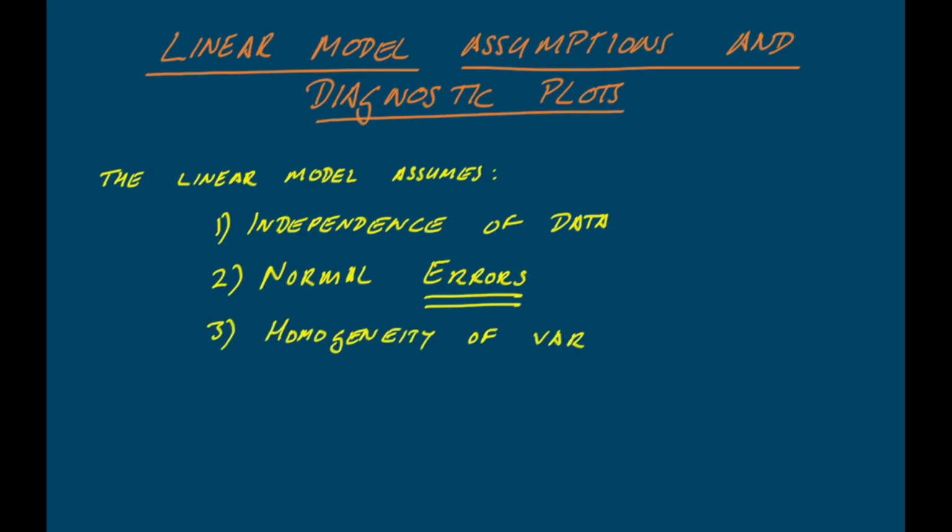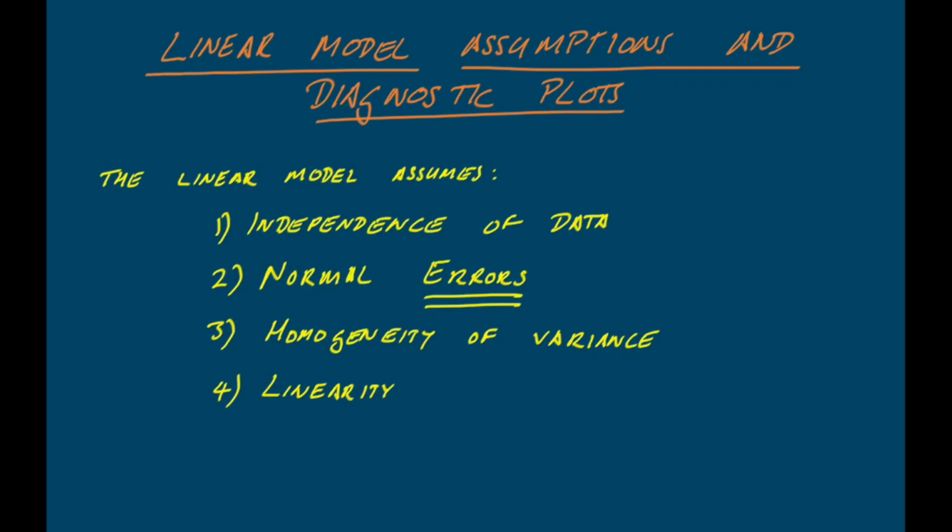Thirdly, the linear model makes the assumption that the variance is homogeneous across the range of data. So the amount of spread in the data is the same for small values and for large values. And then finally, the linear model makes the assumption that relationships between variables are linear. So if you have a regression, for example, the relationship between your independent and your dependent variable is best described by a straight line and not by a curve. So we've got these four assumptions about the data that go into the linear model.